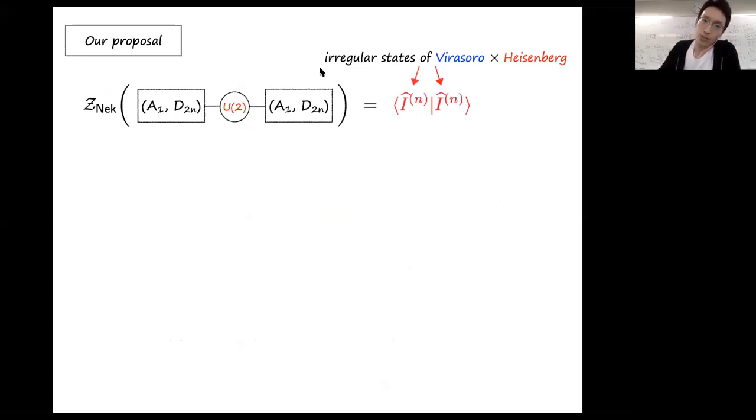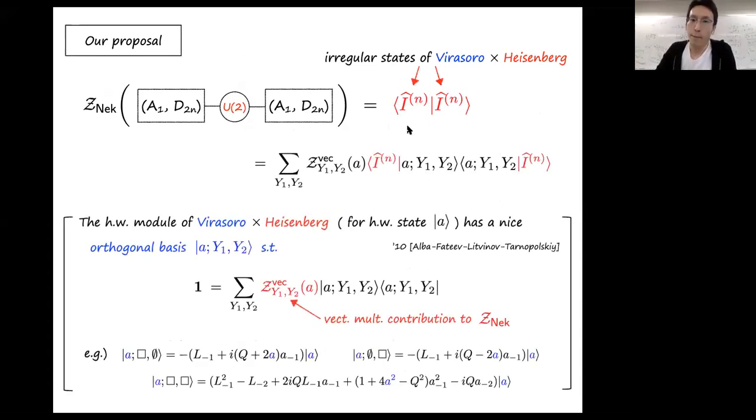So our claim is that the U2 version of the generalized AGT is given by this, which just follows from the colliding limit. What is good is that if you think about the state in the Virasoro times Heisenberg algebra, then you can easily decompose this inner product into a sum over Young diagrams. The reason is that there is a nice orthogonal basis labeled by Y1 and Y2, which is the basis of a highest weight module of the Virasoro times Heisenberg algebra. This is an orthogonal basis, so it's not orthonormal, and there is a factor here. So you can decompose one this way, but you have a factor here. This is not one because the basis is not orthonormal. And this factor is actually identical to the vector multiplet contribution to the Nekrasov partition function.